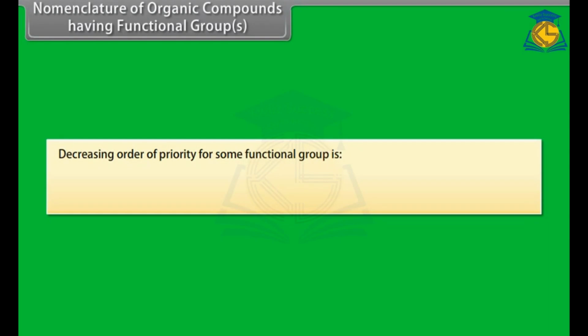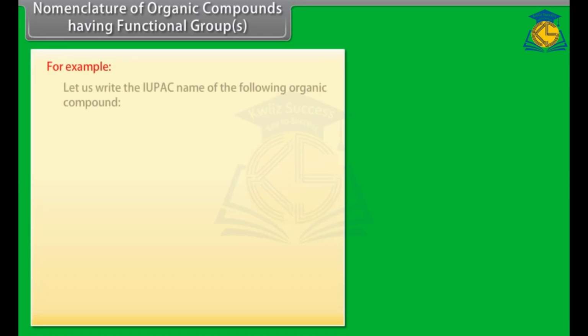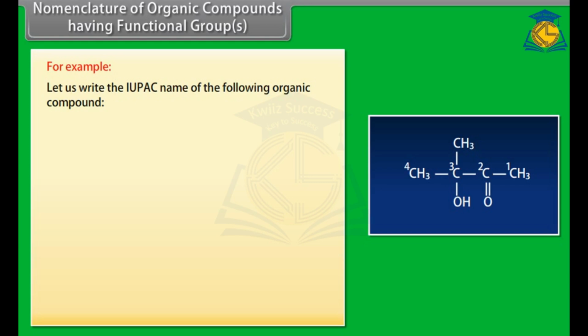Decreasing order of priority for some functional groups is carboxylic acids, acid anhydrides, esters, acid chlorides, amides, nitriles, aldehydes, ketones, alcohols, amines, alkenes, alkynes, halo, nitro, alkoxy, alkyl. For example, let us write the IUPAC name of the following organic compound.